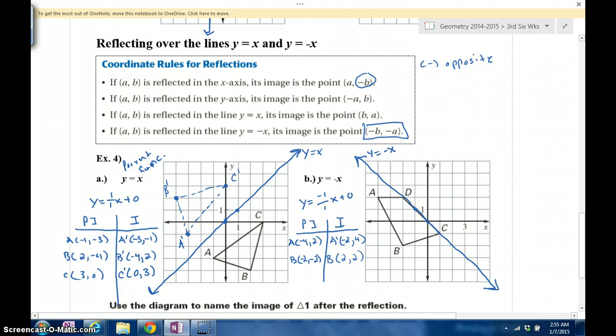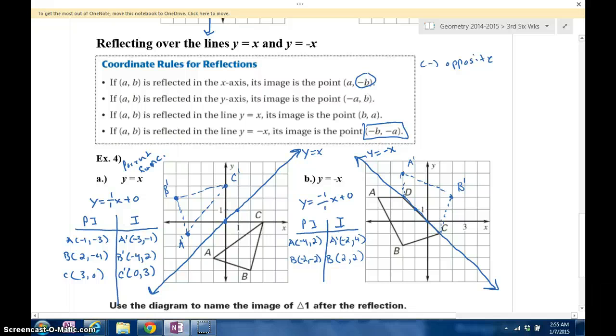Alright, so plot those two coordinates. Negative 2, positive 4, A prime, and then B is 2, 2, B prime. Connect the dots. Remember, it's dotted because that is the translated image. That is the image, the new figure. Alright, so there is our reflection.